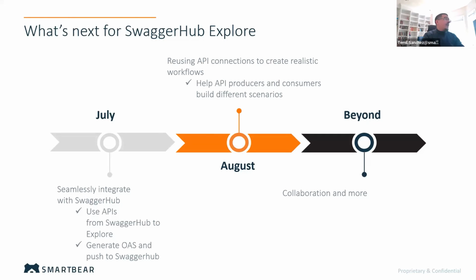And then in August, we'll have some work on realistic workflows and allow users to build real scenarios to really enhance the understanding of the APIs. It's really nice when you can send a post message and then go back to get and try to get that message. But if you can automate that process a little bit better, it'll increase the speed at which you can understand the APIs.